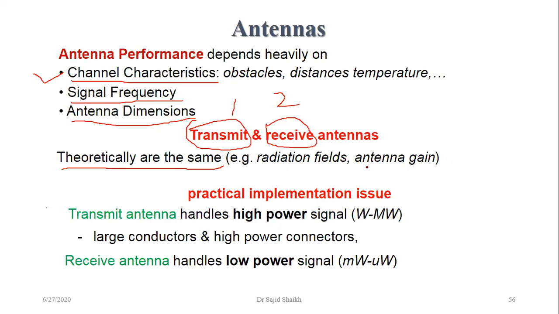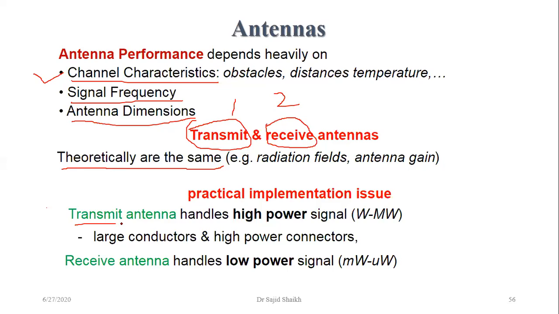Okay, now I think the transmitter antenna and receiver antenna are clear to you. One more small difference is there, a practical implementation issue. Practically, when we deploy the transmitting antenna and the receiver antenna, there is one more observation.